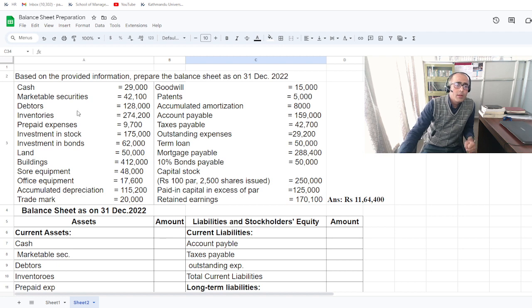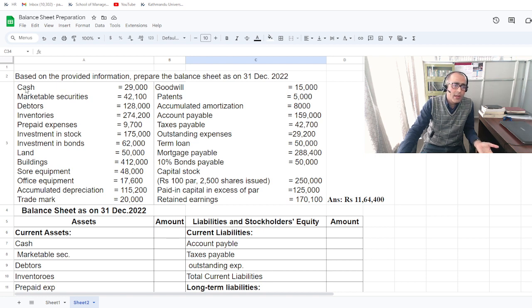Now look at the given information first. As we know, assets equal liabilities and equity. Assets must be equal to liabilities and equity. That is your accounting equation. Then under assets, there are current assets and fixed assets. Again, fixed assets could be tangible, intangible, fictitious assets, natural resources, and investments also. That is the part of your assets. Under liabilities, there are current liabilities, long-term liabilities, and the equity part.